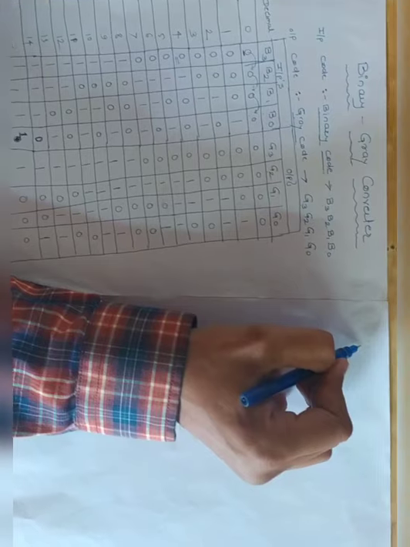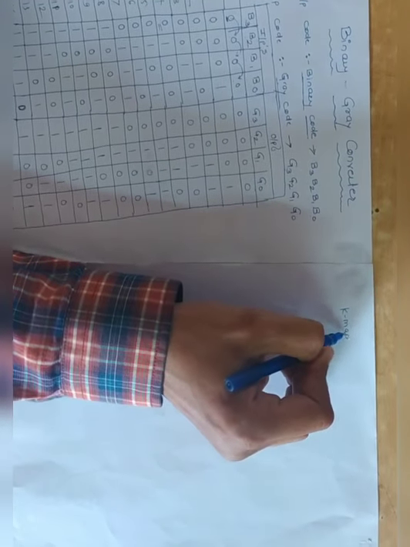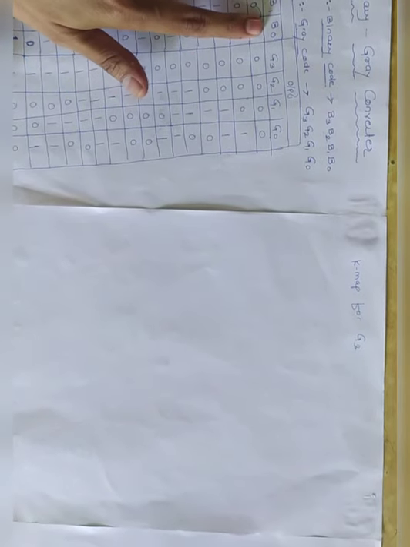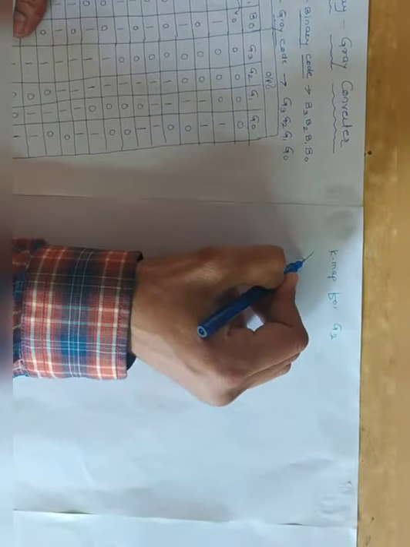Okay. Now I'm just drawing here the K-map for G3. You have to find the K-map for G3, for G2, for G1, and G0. The very first one I'm finding is the K-map for G3. These are the inputs: B0, B1, B2, and B3. Please place them properly.